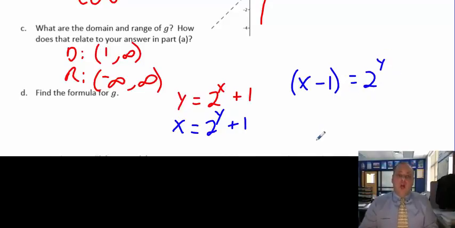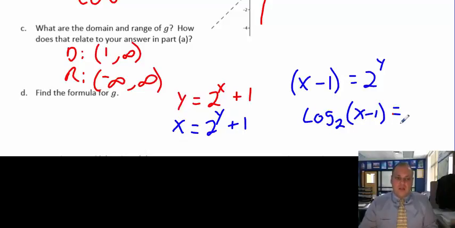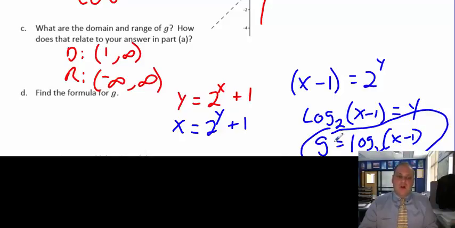And now put it in log form. Log base 2 of x minus 1 equals y. And of course we'll call it g. They're calling the inverse g. So g equals log base 2 of x minus 1. They're just calling it g. The original function was f. They're calling the inverse g. As long as that's defined, you're okay.